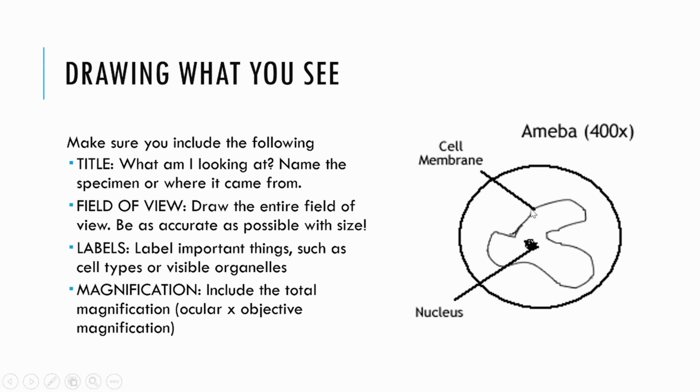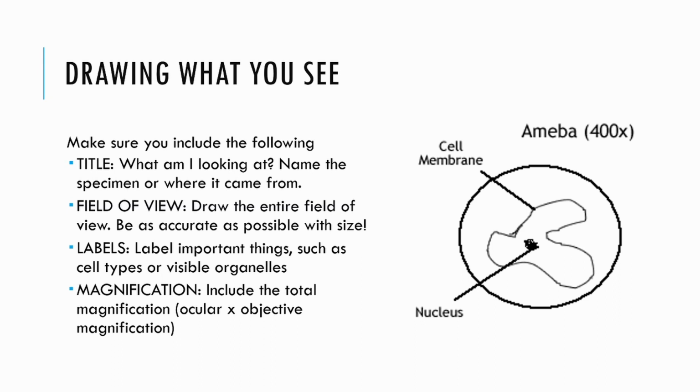Something like the plasma or cell membrane, for example here, and the nucleus. You can label things by drawing a line from the object that you're identifying to the outside of the field of view, and then writing in what it is. It's better to over-label than under-label, so if you're not sure, play it safe and give it a label.